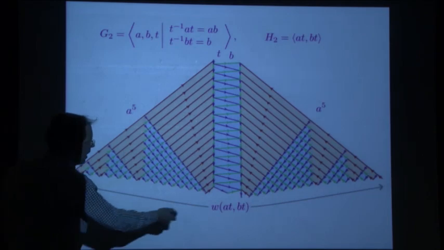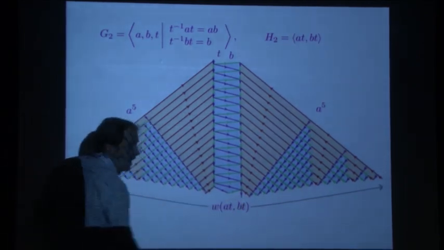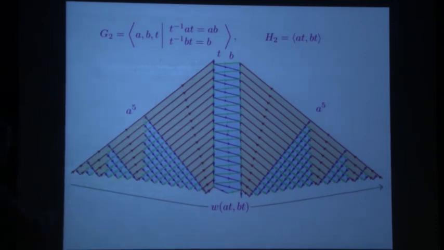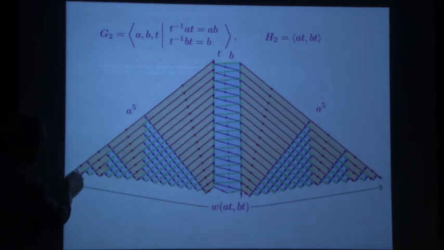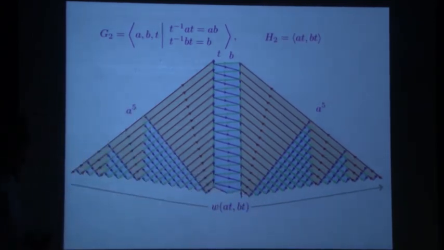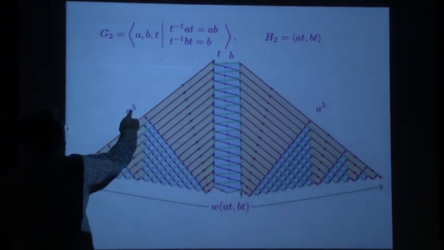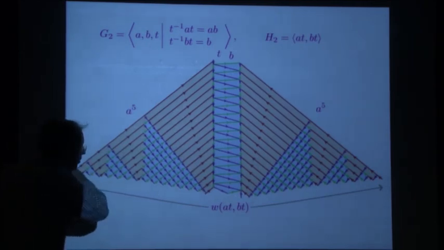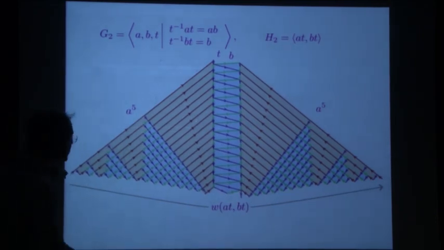Along the bottom, I've got some long word on a_t and b_t. And in fact, it's a reduced word on a_t and b_t. The length of this word along the bottom grows. So if this is length n along the top, replace the 5 by an n, the corresponding word along the bottom grows like A_2 of n. And this is the idea of distortion.